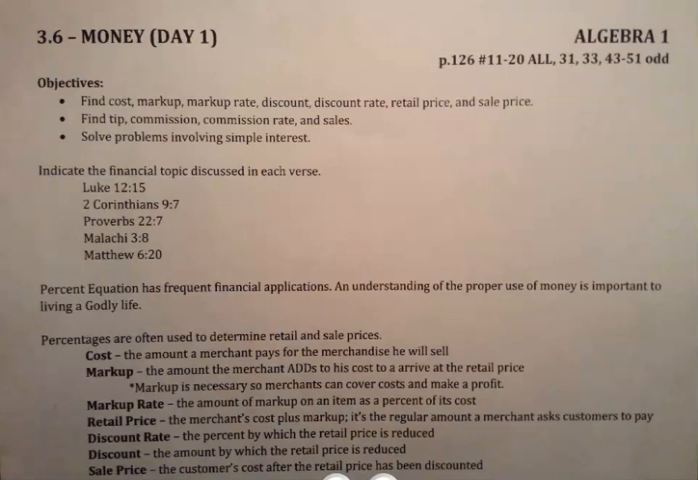Okay, today for algebra, we're going to do 3.6 money, and this is day one. We're breaking it into 2 days because there's a lot here, kind of like that percent equation thing. So our objectives are to find cost, markup, markup rate, discount, the discount rate, the retail price, and the sale price. As well as to find the tip, commission, a commission rate, and a sales. And then we're going to keep this problem solving one.